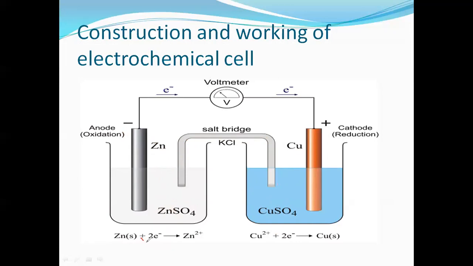Now see this. The zinc in the zinc sulfate is oxidized, that means Zn gives rise to Zn2+ plus 2 electrons. Loss of electrons is known as oxidation. When the zinc is placed in the zinc sulfate solution, the zinc rod is oxidized. The zinc rod which is oxidized gives rise to Zn2+ plus 2 electrons.